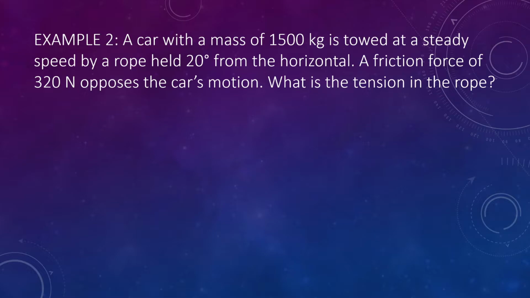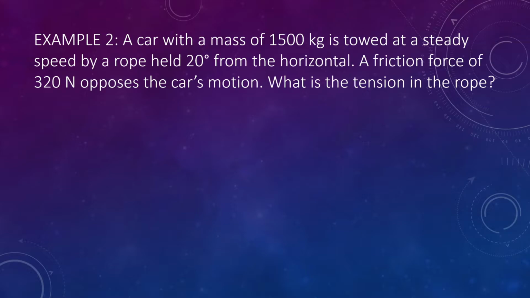First, ask if it's an equilibrium. Well, we are moving now, but it says at a steady speed. Since we're moving at a steady speed, we are not changing our speed, so we are not accelerating. So, if we're not accelerating, we are in equilibrium. In this case, we are in dynamic equilibrium. So, let's move on to step 2.